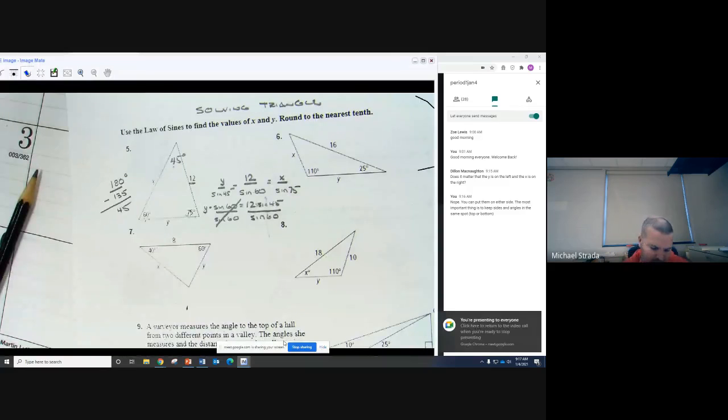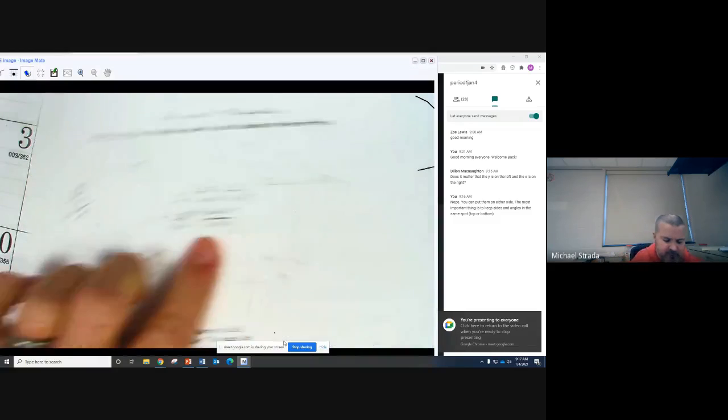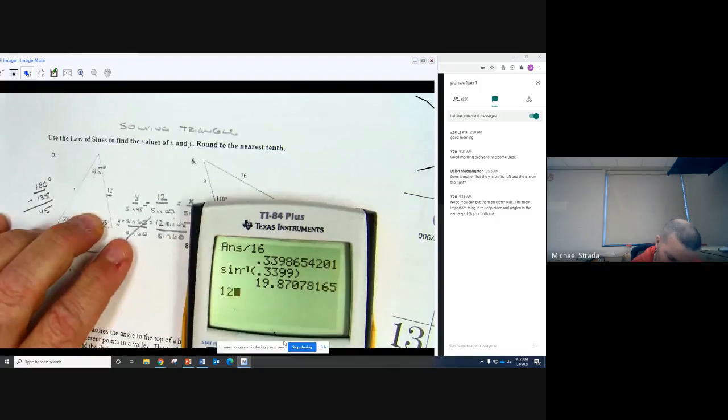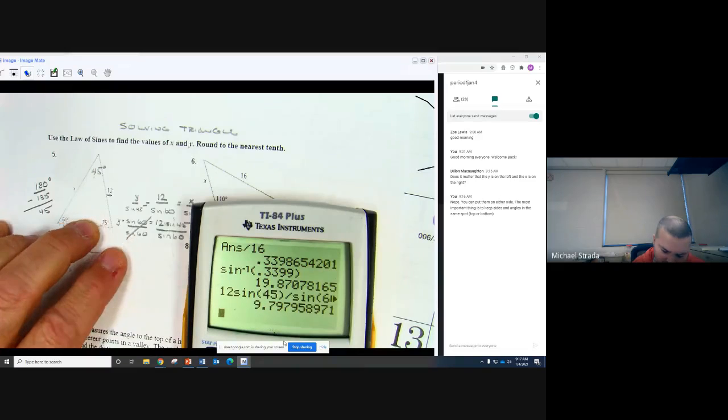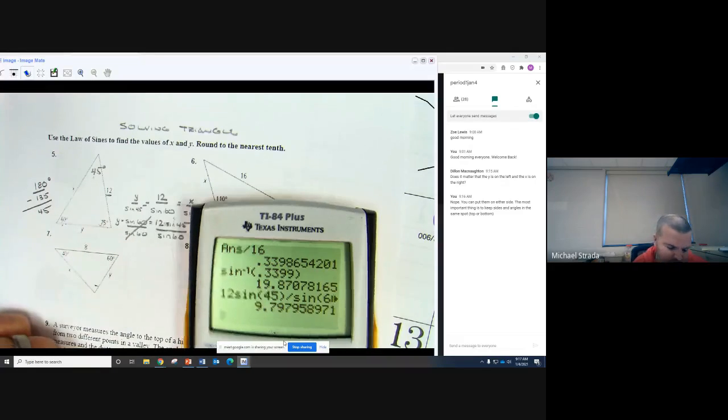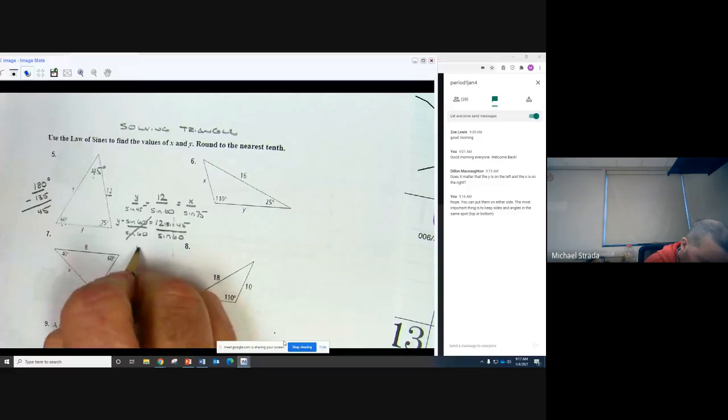So now I go to my calculator, and I'm just going to evaluate. So 12 sine 45 divided by sine 60. And it gives me the 9.79 that I had before as well. So it says round to the nearest tenth. So y equals 9.8.